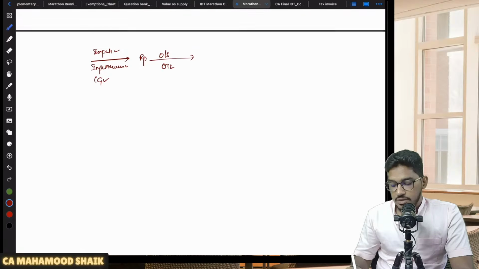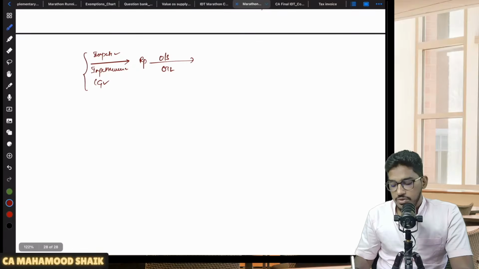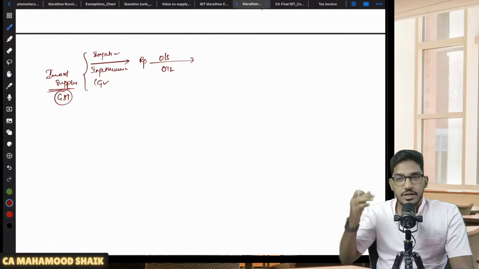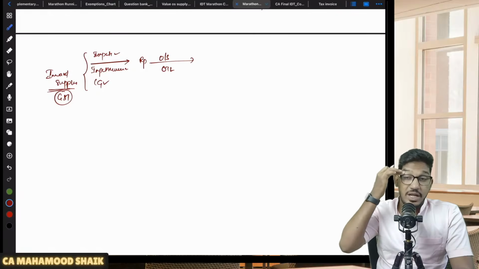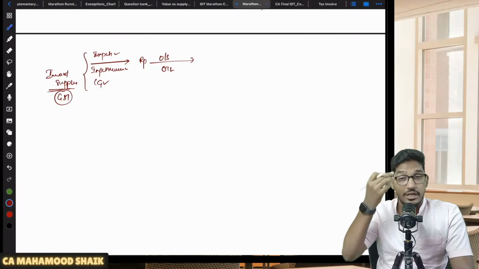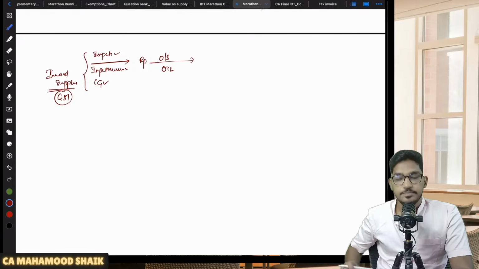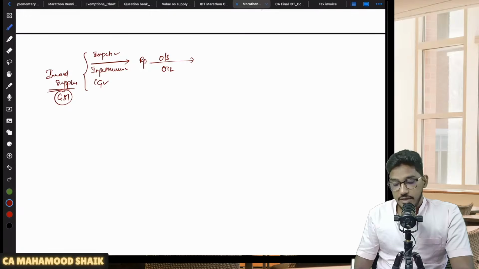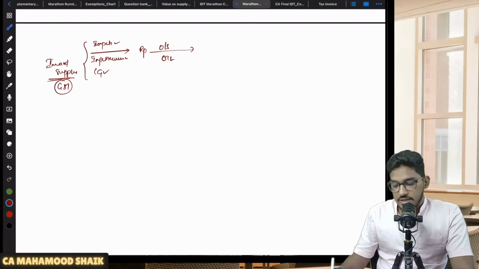All this put together, inputs, input services and capital goods, we collectively call inward supplies. On all those inward supplies you would have paid GST, and whatever GST you have paid on your inward supplies, we call it input tax, and that input tax you can take as credit, which we call input tax credit. So input tax credit is such a mechanism.